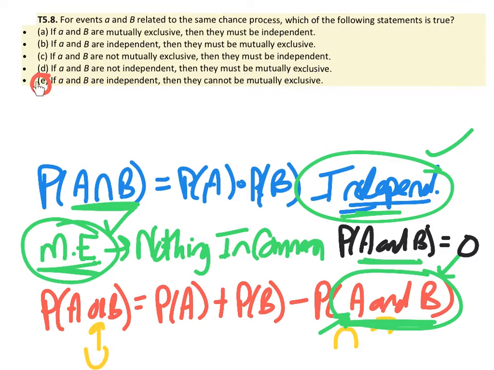The only one that does hold is letter E. If A and B are independent, we know the probability of A and B does exist. The probability of this happening is possible. Then they cannot be mutually exclusive. If the probability of A and B can happen, the probability of A and B being 0 can't also happen. You can't have the probability of A and B give you a numerical answer and also give you a 0 answer. That's two different answers, therefore it cannot happen.